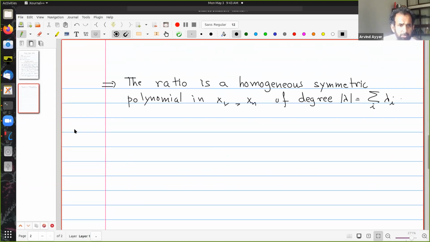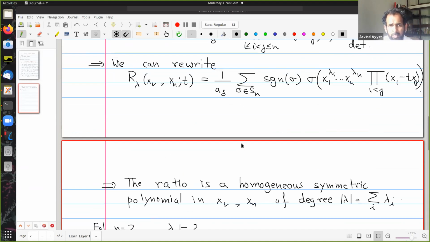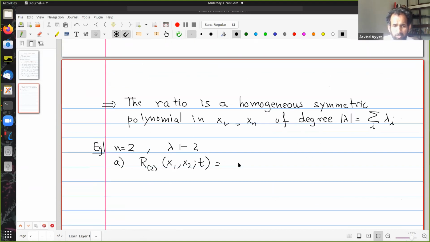So let's do an example. Let me do n equals 2 and lambda a partition of 2. So there are two cases. So let's do R2 of x1, x2, t. So what do I get? The partition 2 you should think of as the partition 2 comma 0, where n equals 2, so I need to pad it.